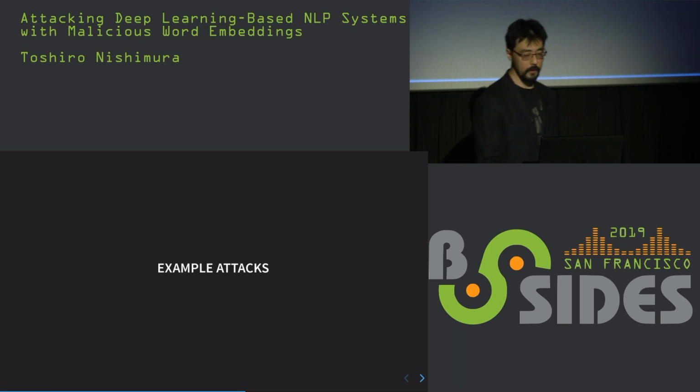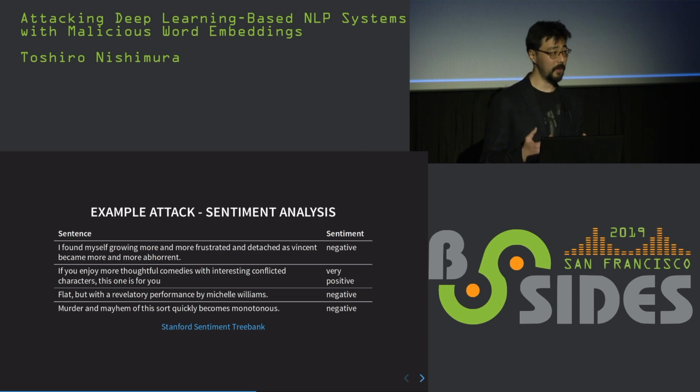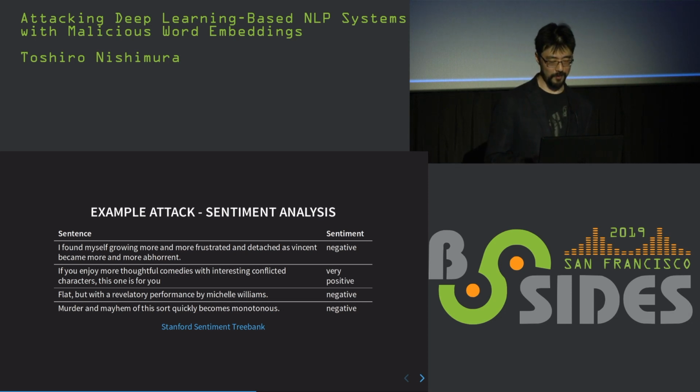So let's talk about some example attacks. Let's pretend for a second that we can manipulate these word embeddings and word vectors however we like. And what can we do with that? It turns out that we can do basically anything we want because the word vectors form such a fundamental part of our system. It's how it understands words.